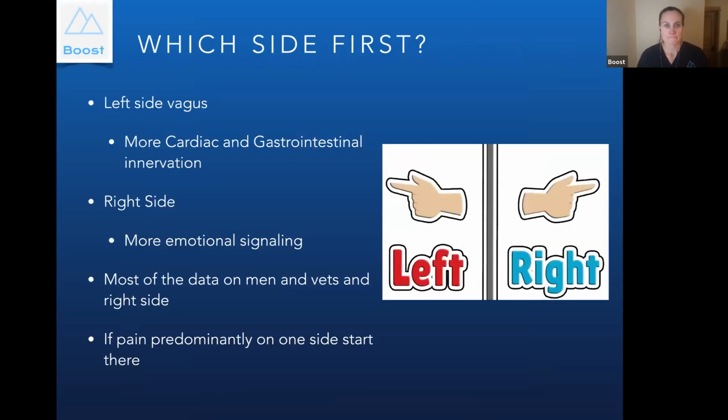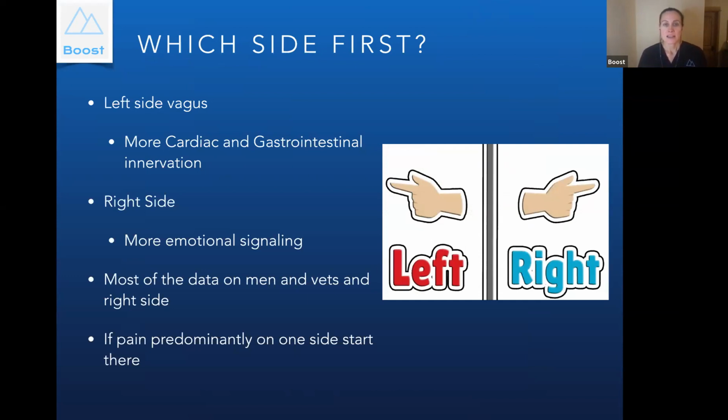vagus nerve is important. People always ask, which side are we going to do first? And I don't decide until we get to the office and I have a discussion with you. But basically, most of the data is on men, most of the data is on the right side, and most of the data is on vets. And so because of that, if I don't know anything else about you and I couldn't get any more information, I would just start with the right side. That's what side I always start on.